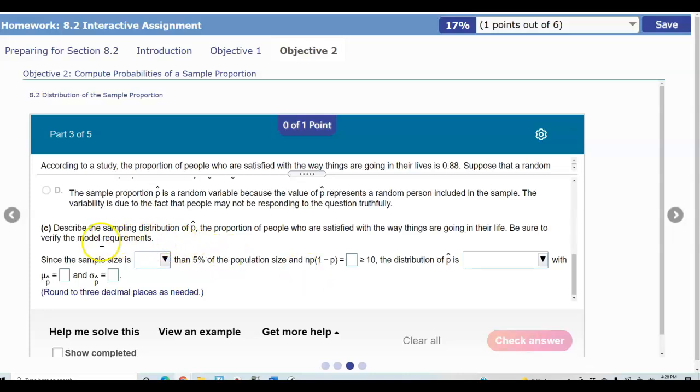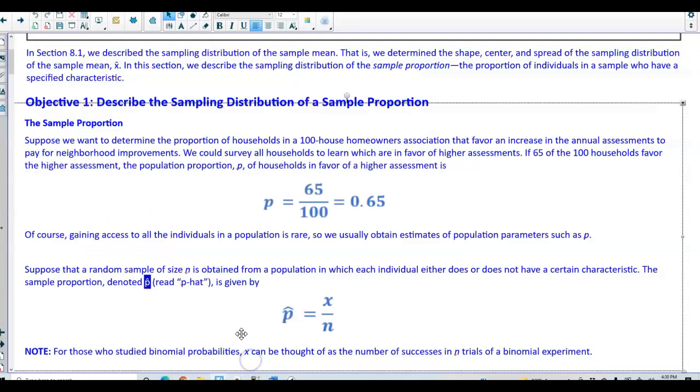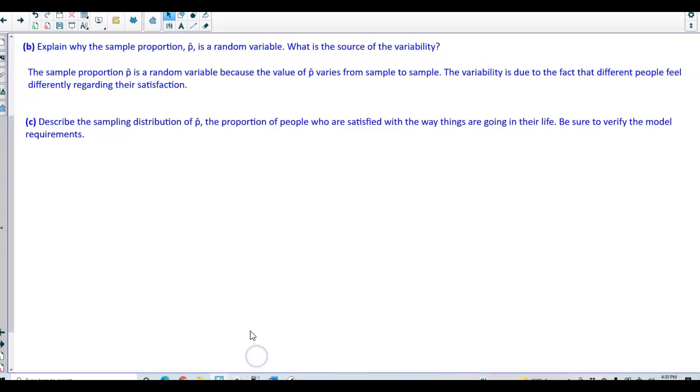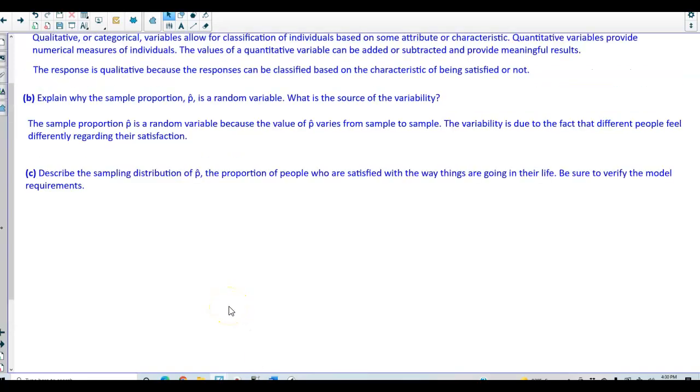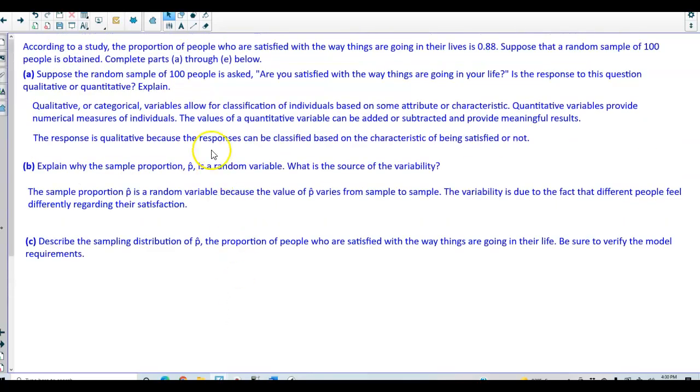Okay, now in part D it says, describe the sampling distribution of p hat, the proportion of people who are satisfied with the way things are going in their life, and be sure to verify the model requirements. So let's go ahead and go to our question here. We first need to identify the sample size and the proportion in our question. The sample size is given by 100 and the proportion is 0.88.